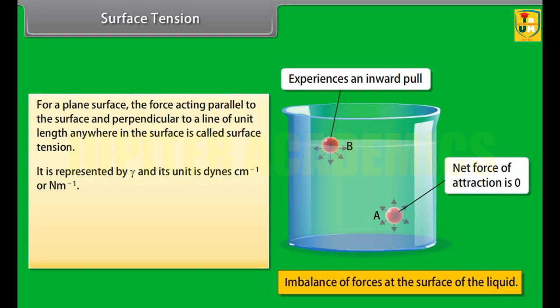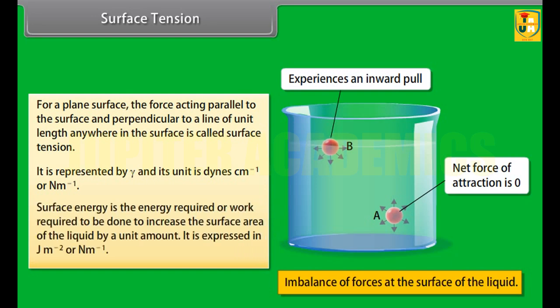In order to increase the surface area of the liquid, some energy has to be supplied against the inward pull. This is referred to as surface energy. Thus, surface energy is the energy required, or work required to be done, to increase the surface area of the liquid by a unit amount. It is expressed in joule per meter square or Newton per meter.